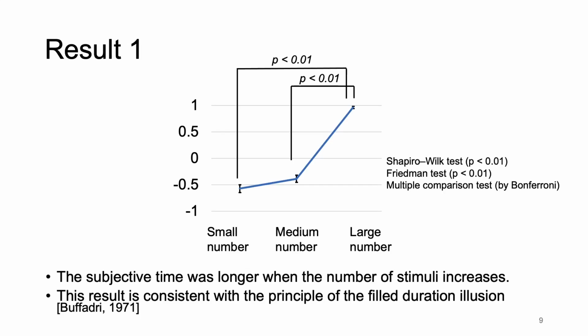The results showed that the subjective time was longer when the number of stimuli increases. This result is consistent with the principle of the field duration illusion. From this result, it was confirmed that subjective time can be manipulated by using tactile stimuli of wrist-worn devices.